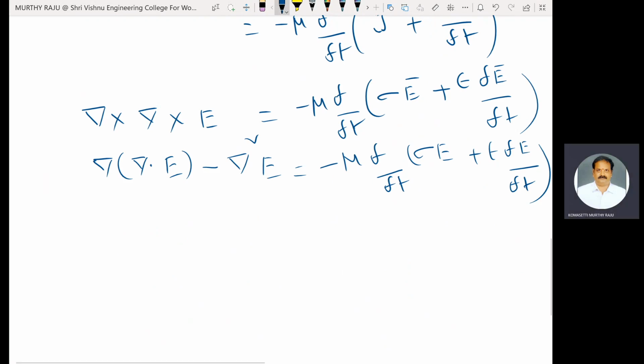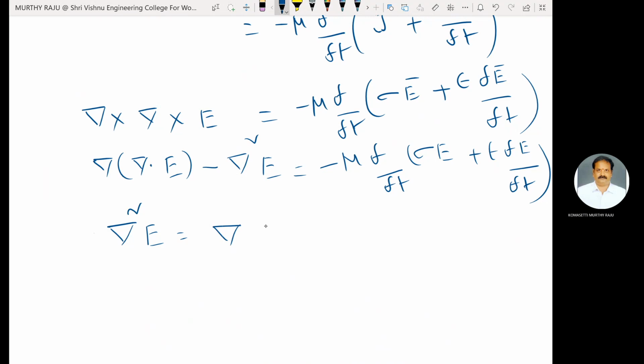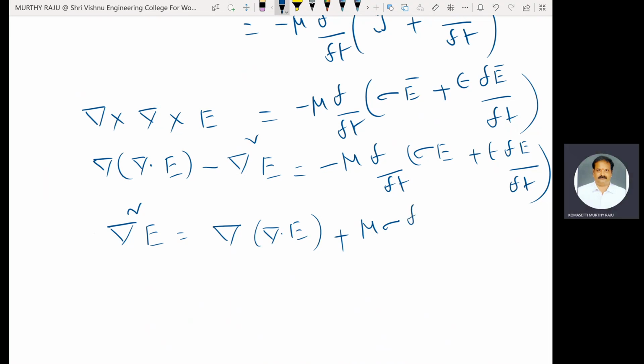Bring del square E to this side. Here del square E is equal to del del dot E plus mu sigma dou E bar by dou t plus mu epsilon dou square E bar by dou t square.